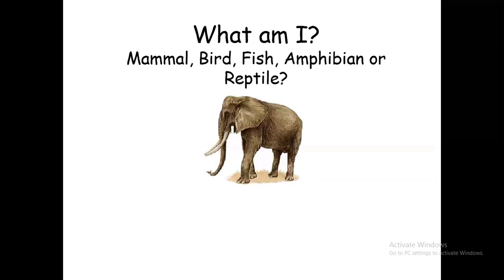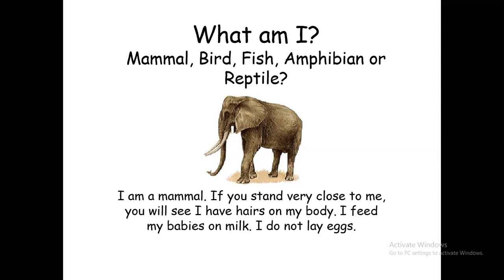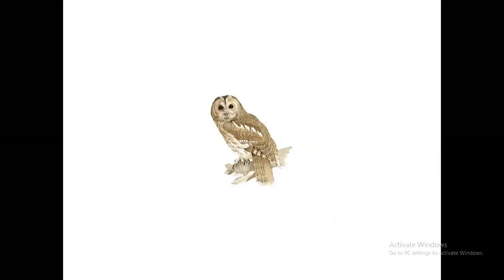Of course, an elephant is a mammal. It's too big to have an egg, right? So yes, they are covered with hair. If you stand close to them, if you try to touch them or just look closely at their skin, you'll find that they are covered with hair, and of course, they do not lay eggs.